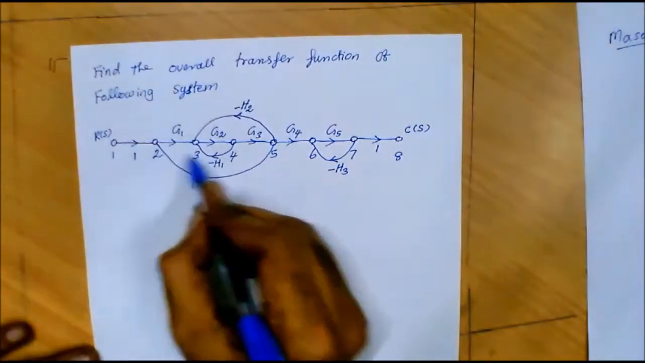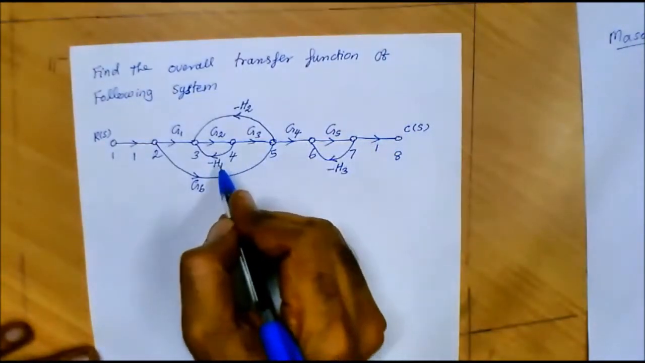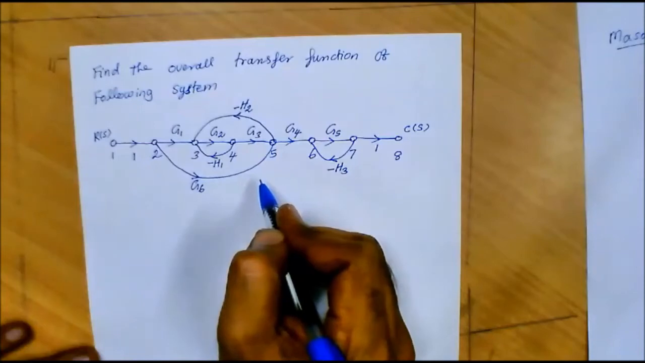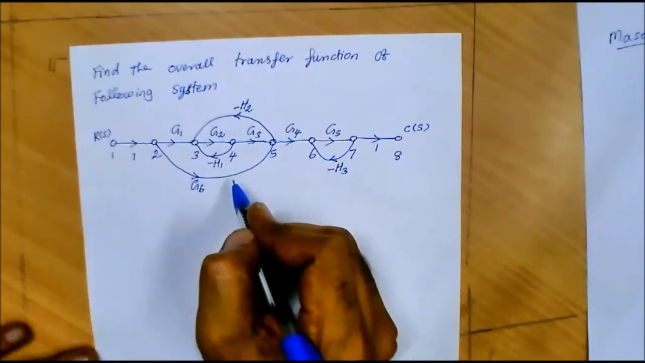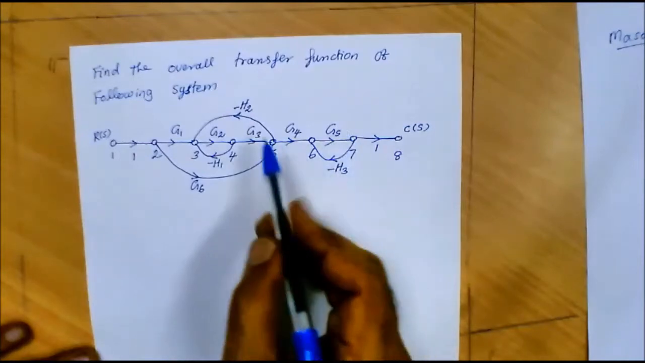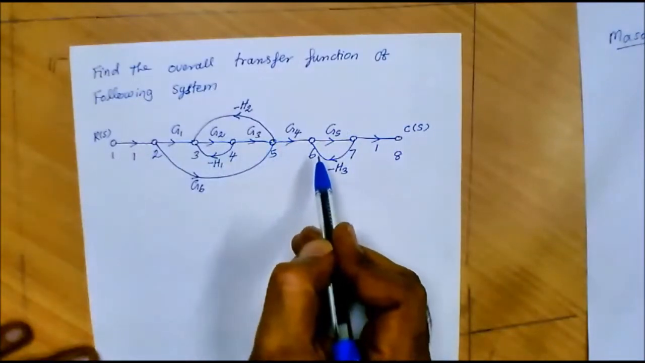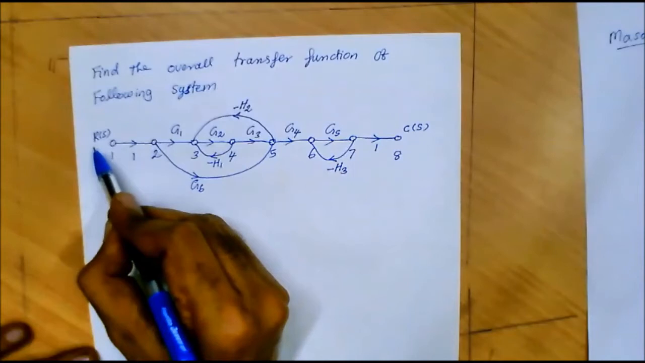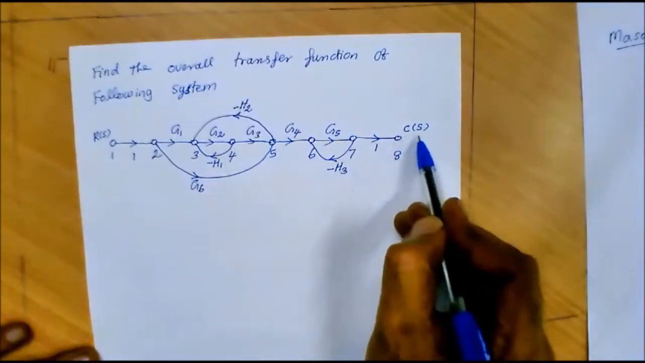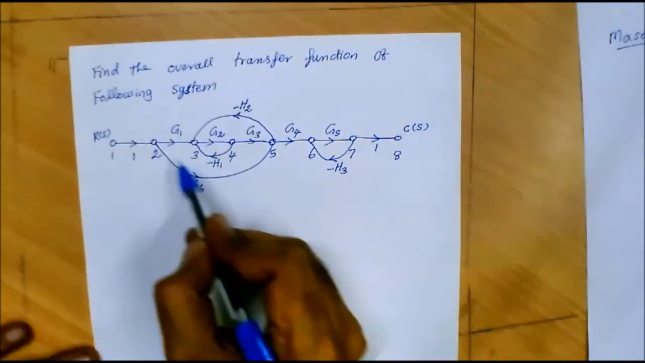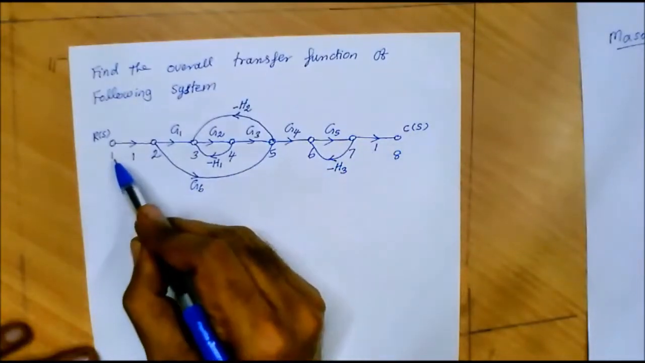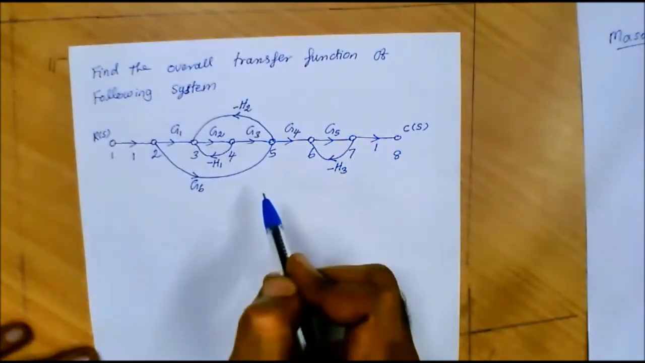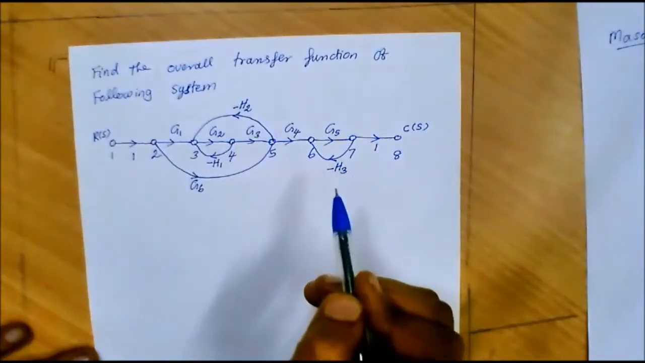Now let us consider this signal flow graph. Our aim is to find the overall transfer function of the system. Here we are going to apply Mason's gain formula. In this given signal flow graph, the input is R(s) and the output is C(s). Our aim is to find the overall transfer function C(s)/R(s).